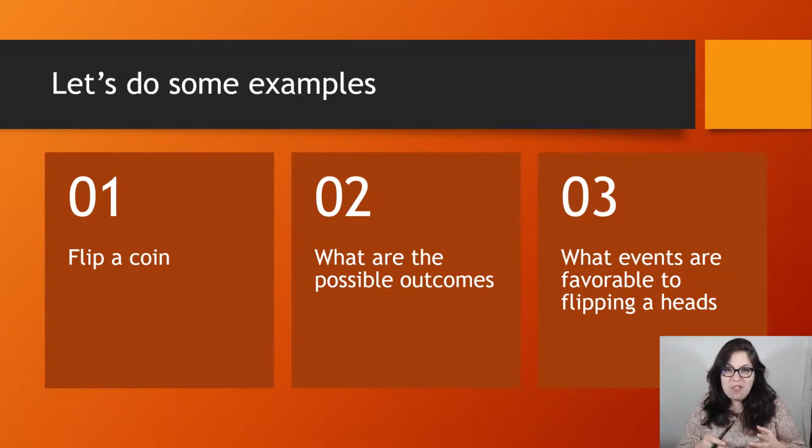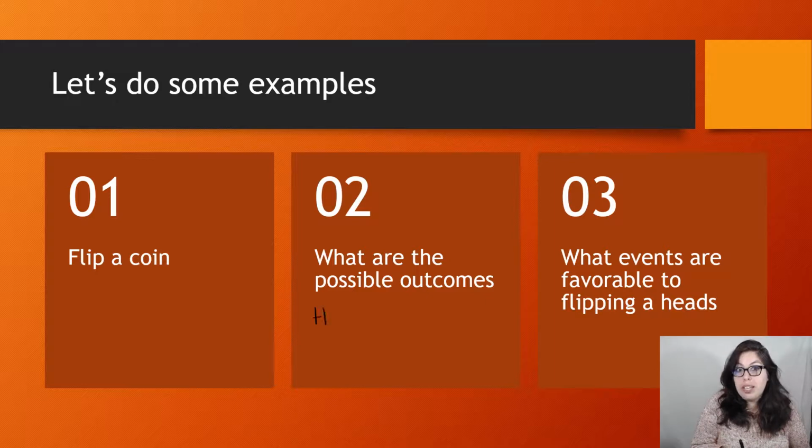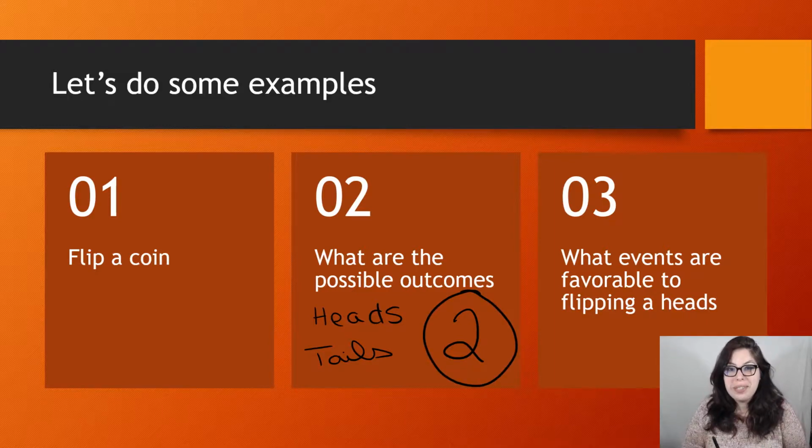All right, so let's do an example real quick. Let's say we're flipping a coin. What are our possible outcomes? Well, we could flip and get a heads, or we can flip and get a tails. Okay, so there are two possible outcomes. The other thing is we need to know what the favorable events are. So what are the favorable events that what we flip will be a heads? Well, if there's only two options, only one of those options, this one, is in favor of flipping a heads. So the answer is 1.